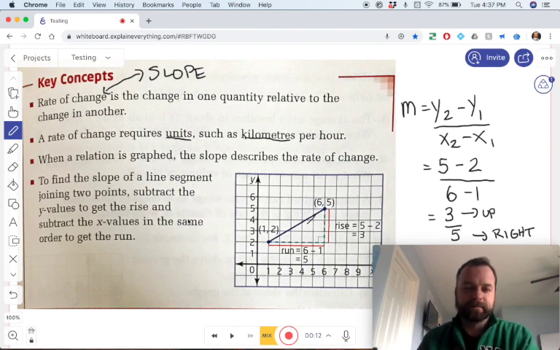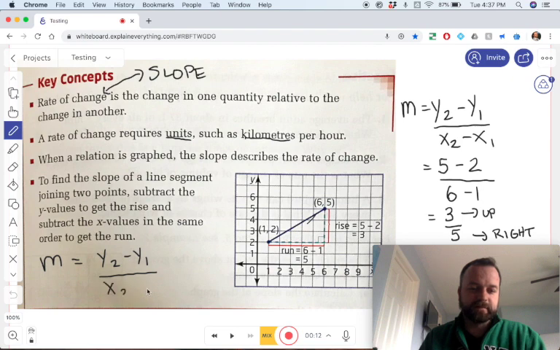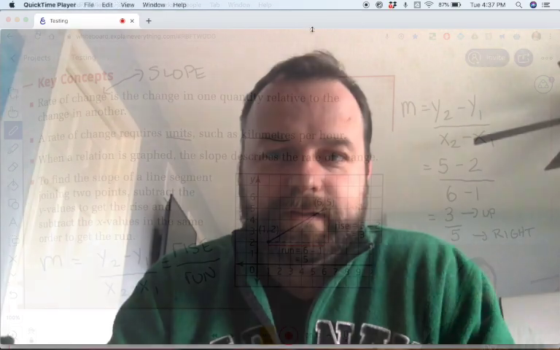Again, that formula that you need to start burning into your brains to find the slope of a line segment, we subtract the y values, and we subtract the x values, and that gives us the rise and the run.